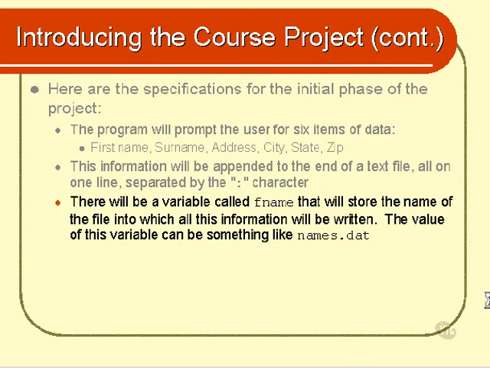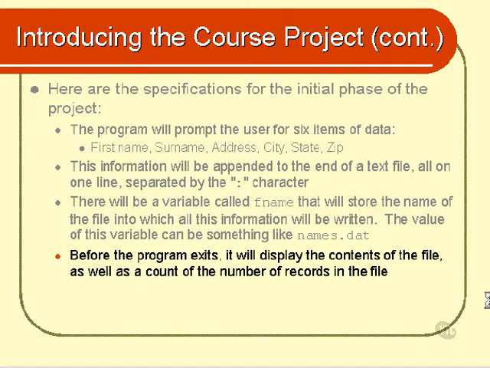Then I want to ensure that the name of the file that you're storing all this information in is stored in a variable, and I want that variable to be called fname, which is obviously short for file name. The actual name of the file itself can be something like names.dat or contacts.dat or something. It's up to you. But I want that to be stored in a variable called fname, and whenever you refer to that file, like whenever you write the data out to the file, I want you to write it out using that variable name. Now, you're going to have to figure out what that means, but you do have enough information to go about doing that.